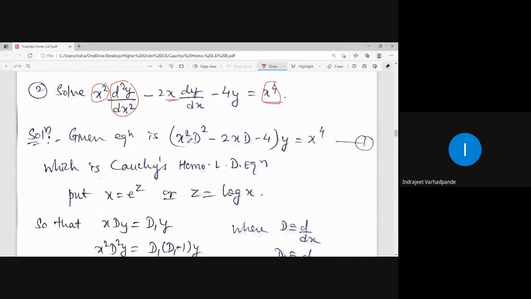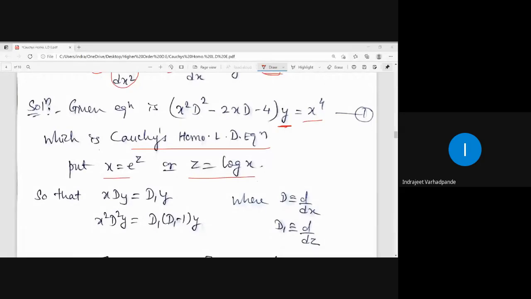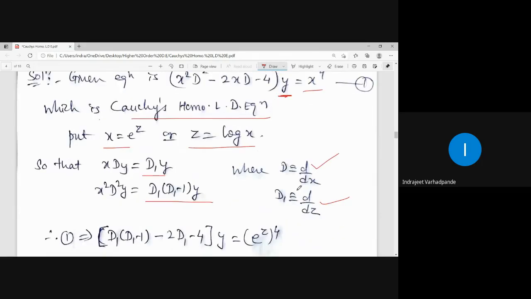So the given differential equation is written as x square into d square minus 2xd minus 4 whole multiplied by y is equal to x to the power 4, which is Cauchy's homogeneous linear differential equation. So put x is equal to e to the power z or z is equal to log x, so that x d y is equal to d1 into y. x square d square y is d1 into d1 minus 1 y, where d represents d by dx and d1 represents d by dz.